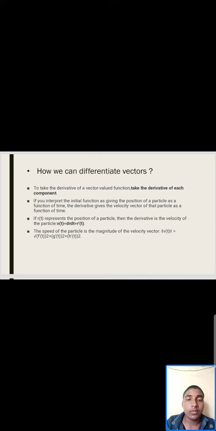If r of t represents the position of a particle, then the derivative is the velocity of the particle. V of t is equal to dr/dt, which is equal to r dash of t. The speed of the particle is the magnitude of the velocity vector.